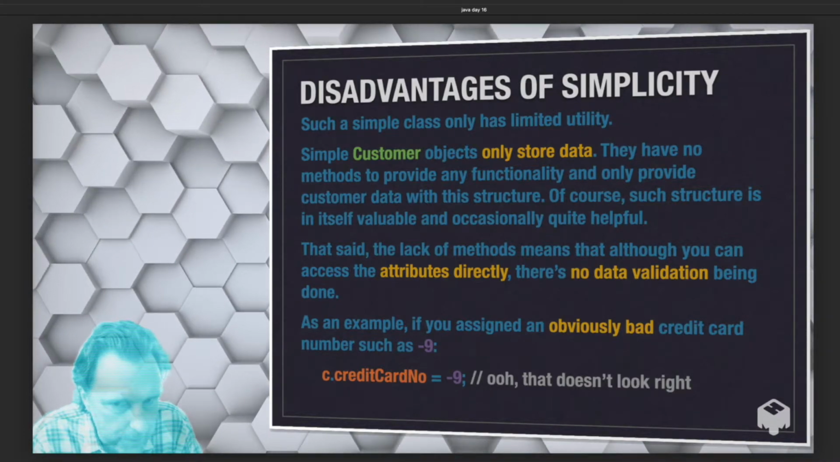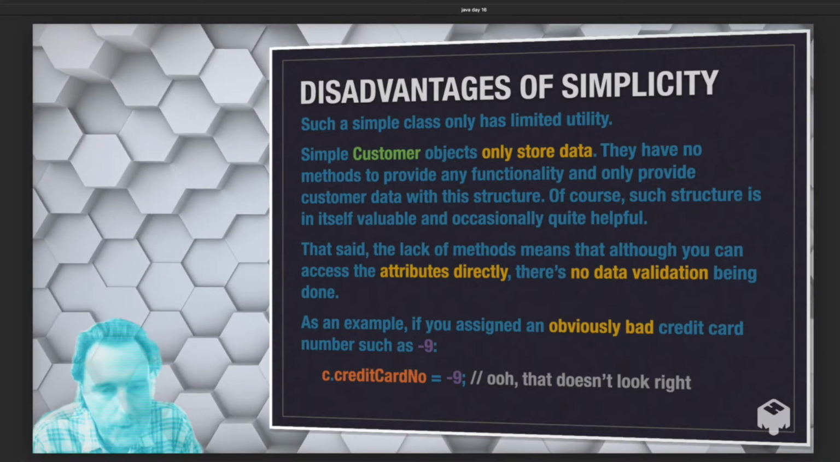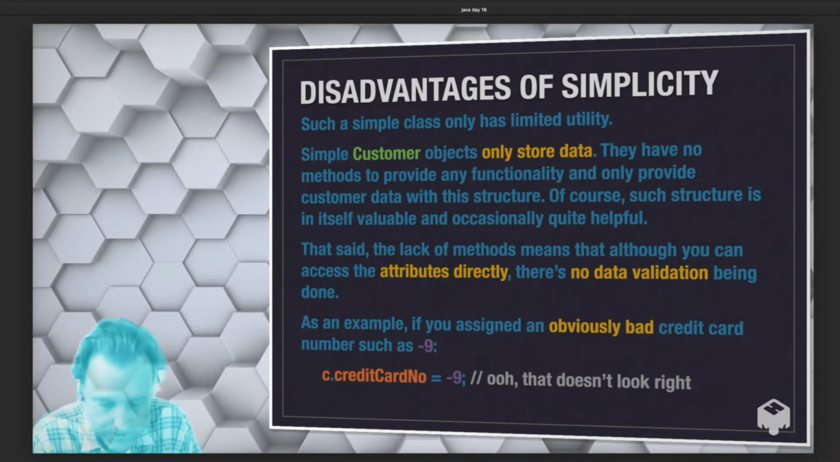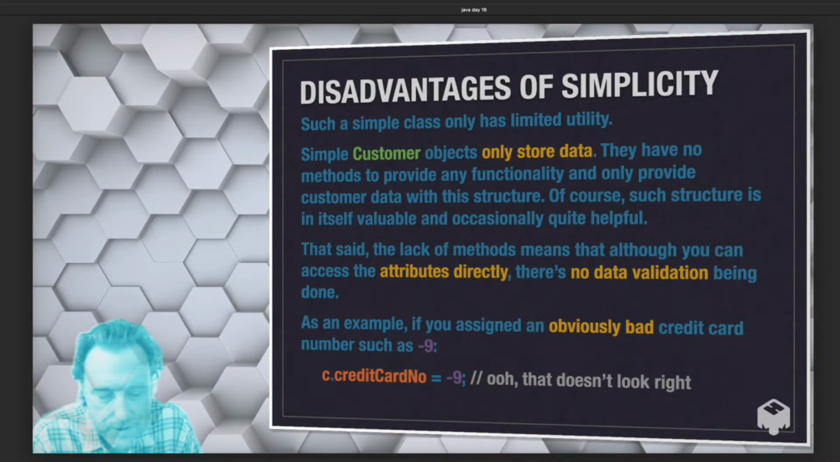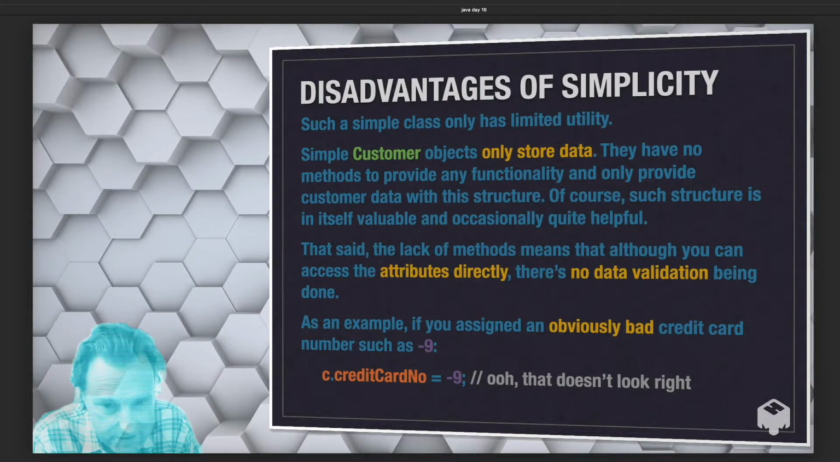Well, the simple customer objects only store data. They have no methods, they have no functionality, they cannot help us do stuff with our customers that might be helpful. All they do is store data. Why is that a problem? Well, let's look at an example.